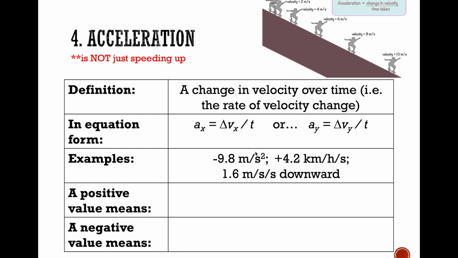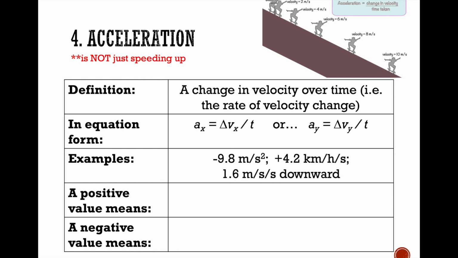So this is how accelerations sound like. Negative 9.8 meters per second squared, which is the same as meters per second per second, or positive 4.2 kilometers per hour per second. That means that every second, the velocity changes by positive 4.2 kilometers per hour, or 1.6 meters per second downward, right? We've got the magnitude and the direction in each one of these. So there's two rates of change in an acceleration vector.